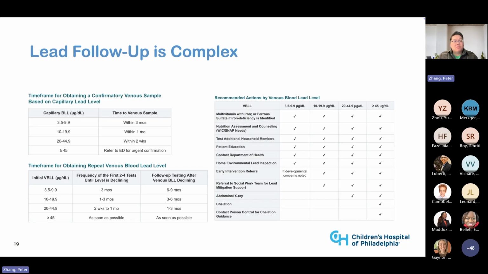So these are tables I pulled from the CHOP pathway. On the left here, you can see that there are 4 categorical ranges of elevated lead. However, depending on if the source of the sample is capillary or venous, or if your level is increasing or decreasing over time, you now have 3 different options, 3 different time frames of follow-up. So depending on your lead level, there's also a list of recommended actions, including prescribing iron supplementation, assessing for anemia, contacting the health department, and many other tasks. So this is a very cognitively demanding process, and it's very easy to lose track of follow-up when a patient's follow-up time frame can be a few weeks to 9 months.